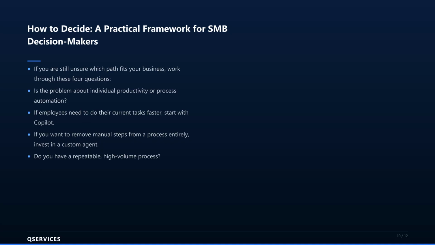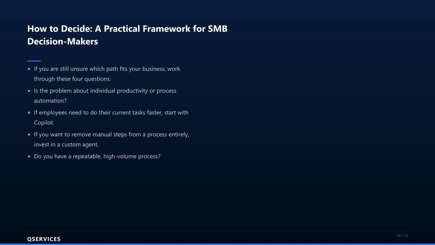4. What technical resources do you have? No developer on staff and no budget for one? Start with Copilot or Copilot Studio's low-code tools. Have an implementation partner or in-house developer? Custom agents become viable and often cheaper over a 3-year horizon.